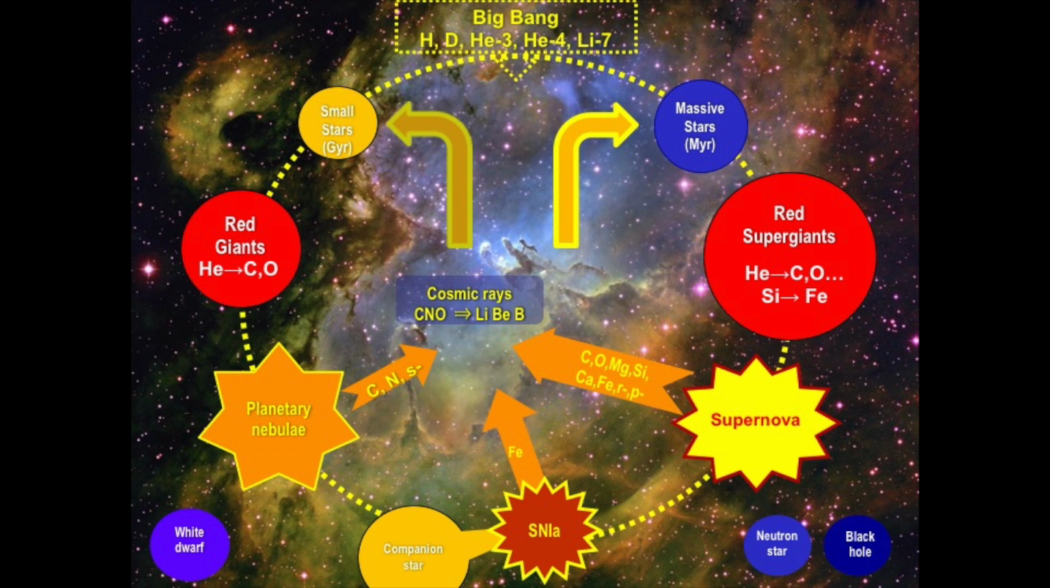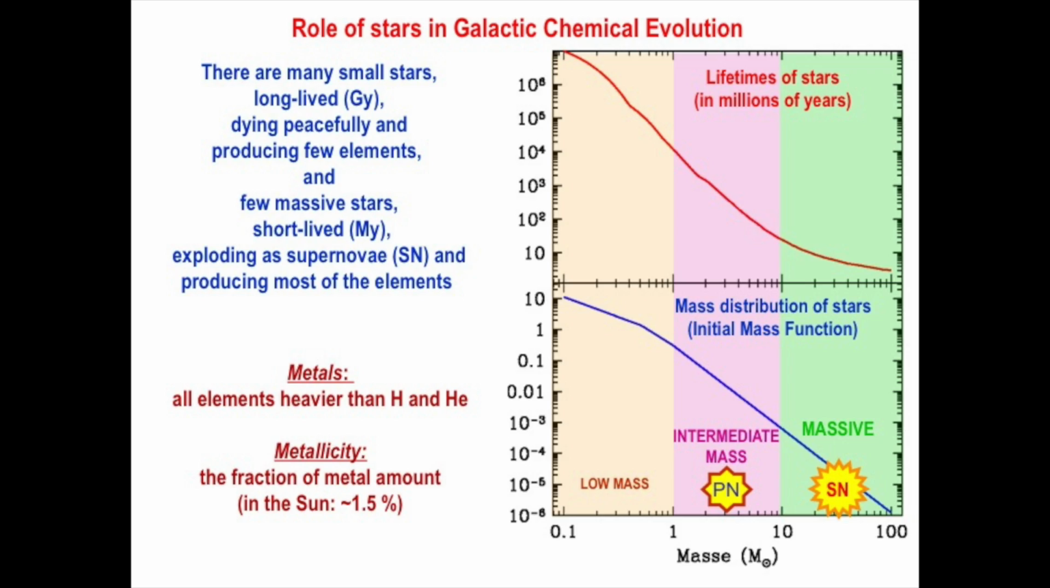All this material is injected in the interstellar medium, where spallation by cosmic rays create the light elements lithium, beryllium, and boron. This is a very special case. And then again, from this material, new generations of stars, more enriched in metals, are formed. So this is the cycle of matter that we can describe by the so-called models of chemical evolution, galactic chemical evolution, where the properties of stars play a very important role.